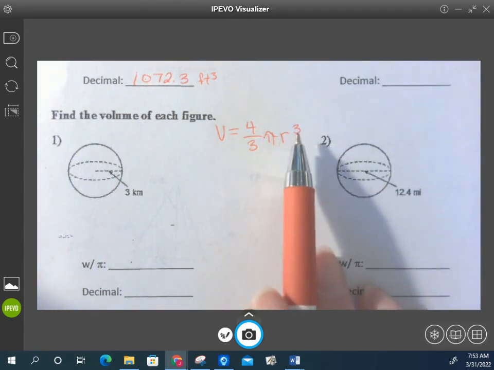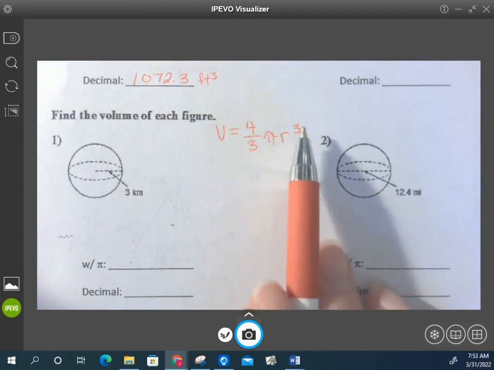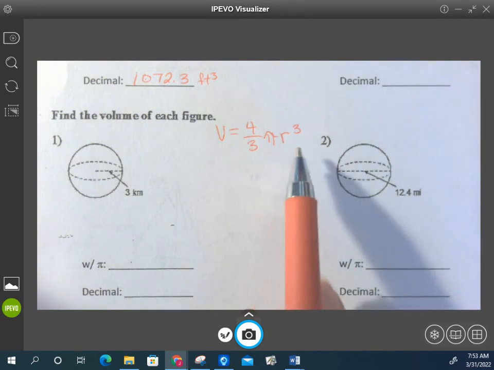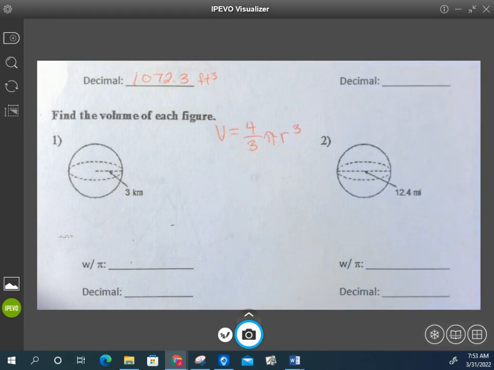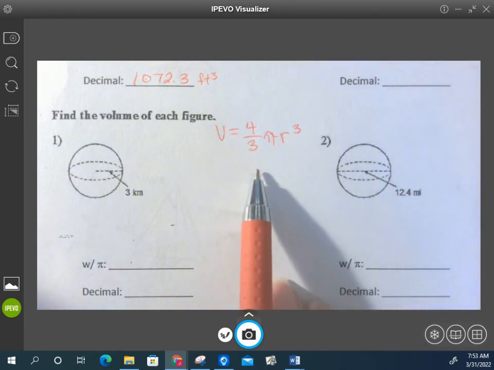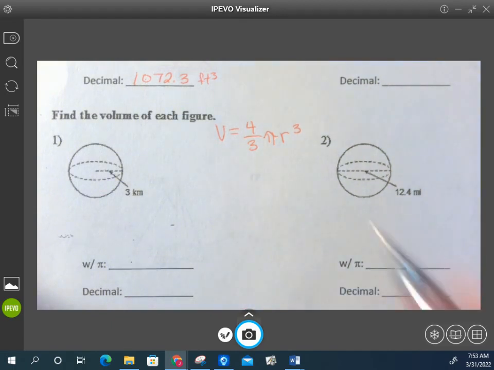Pi r squared is the area of a circle. It's 4/3 pi r to the third. Surface area is 4 pi r squared, so be careful with that. Wait, so which one are we using? We're using this one, but they're very similar. That's why I want you guys to reference your formula sheets. I don't even have one. Well, you do.